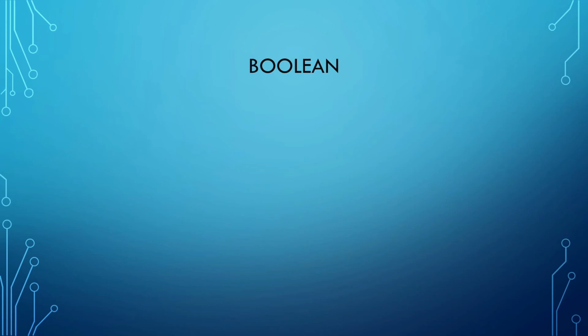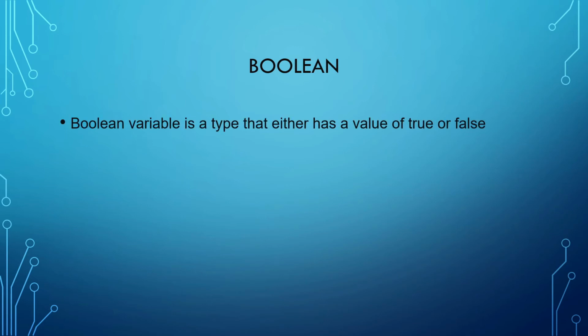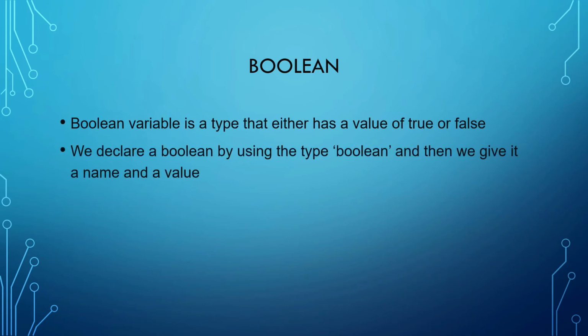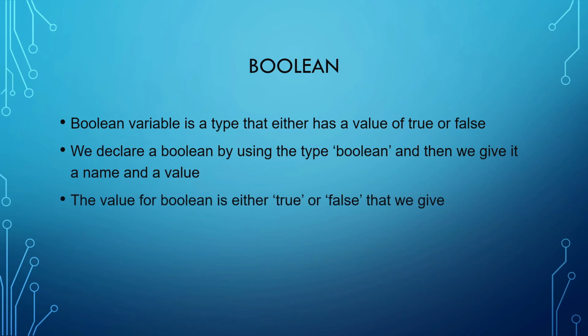Boolean. This is also one of the 3 main variables that you will use in programming. A boolean variable is a type that either has a value of true or false. We declare a boolean by using the type as boolean, and then we give it a name and a value. The value for boolean is either true or false that we give.